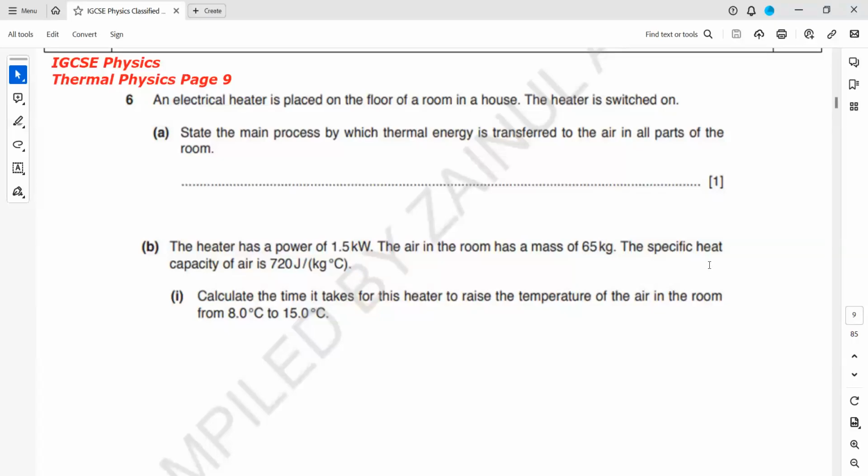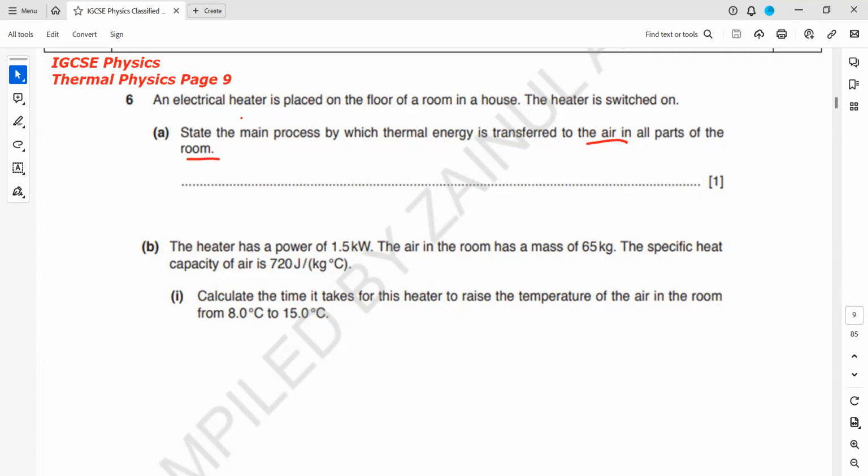So thermal physics structure questions, as we discussed the first 8 pages. This one is page number 9. As you can see, an electrical heater is placed on the floor of a room. The heater is switched on. State the main process by which the thermal energy is being transferred to air in all parts of the room.